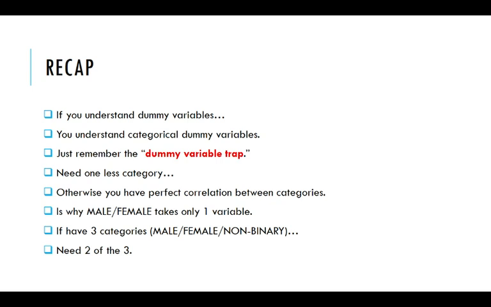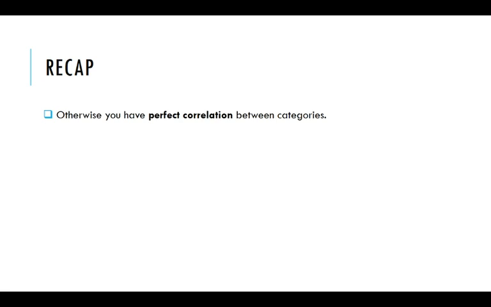Now, if you were looking at male, female, non-binary, it might be weird to make non-binary your omitted category because I'm guessing that it's not going to represent a huge portion of your data set. So probably you would choose male or female, and there might be some logic to which one, male or female, depending on your study. But either way, you need two out of the three. Again, otherwise you have perfect correlation between categories, and you cannot estimate it when you have that situation. As we've already mentioned, it's a violation of the classical assumptions.